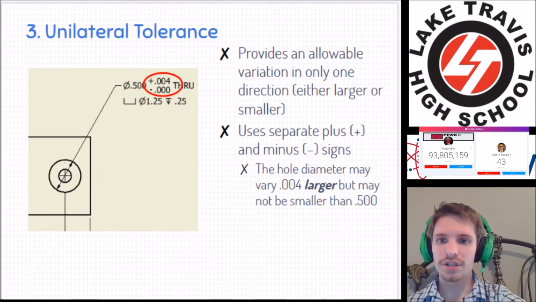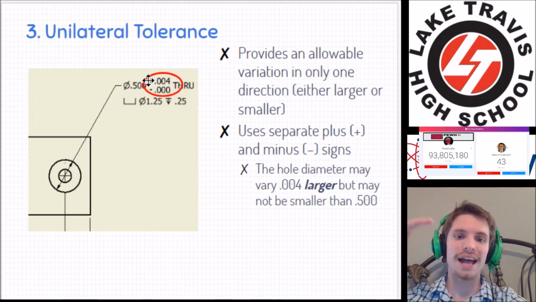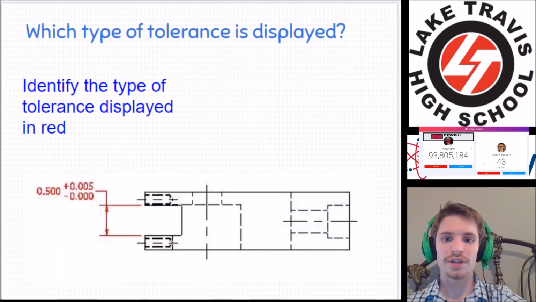Okay, and then obviously the unilateral is next. We like to say, if it's a plus here, it can be larger, and then minus 0, that means it can't be any smaller. You can do it the other way around. If you want it to be a certain height, a certain large size, then you would say plus 0 and minus whatever you want to say there.